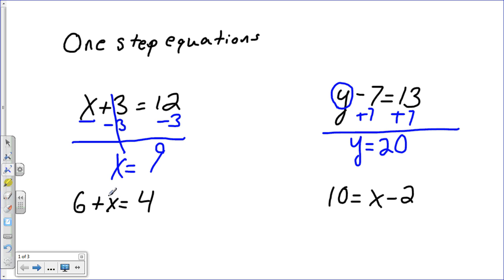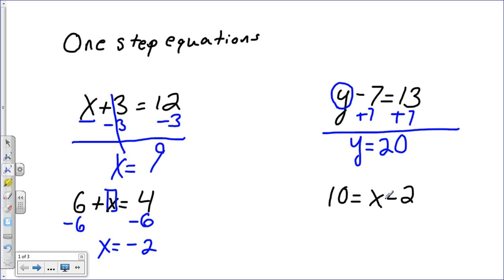So we go over to this one. We need to get this x by itself. What plus 6 equals 4 is a positive 6. So we gotta subtract 6. You got x left over there. 4 minus 6 equals negative 2.